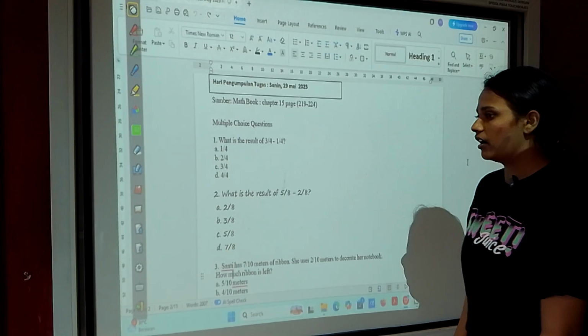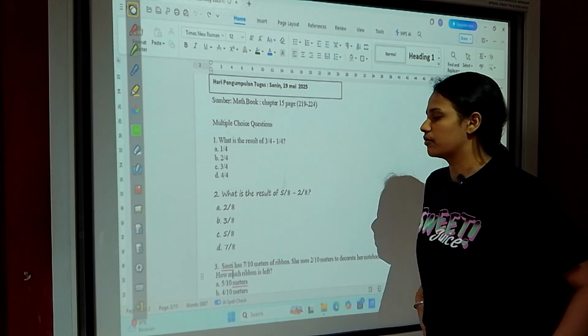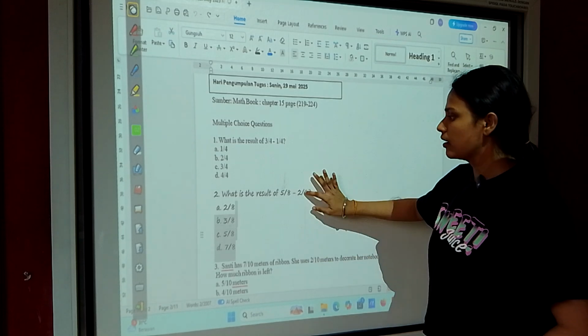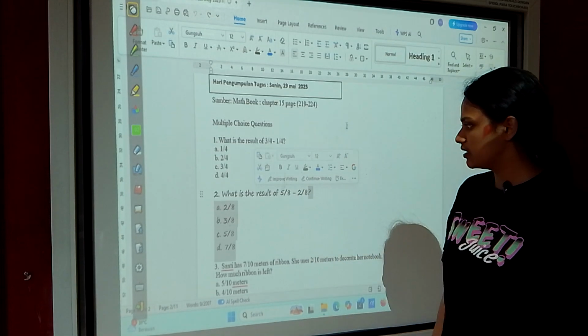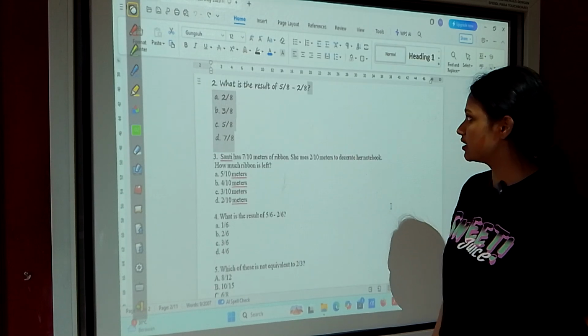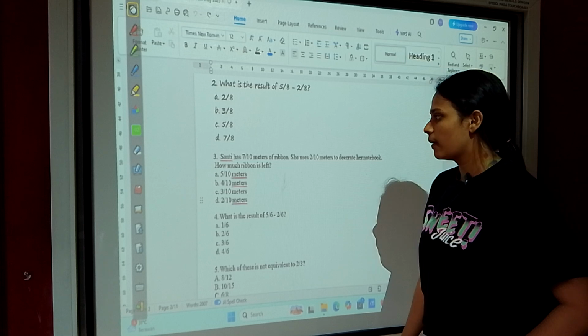Today we are starting from the homework first, math. What is the result of 3 over 4 minus 1 over 4? The result will be 2 over 4. Next, what is the result of 5 over 8 minus 2 over 8? The result will be 3 over 8.